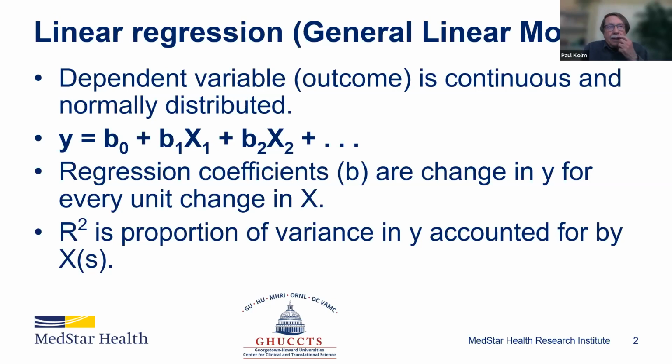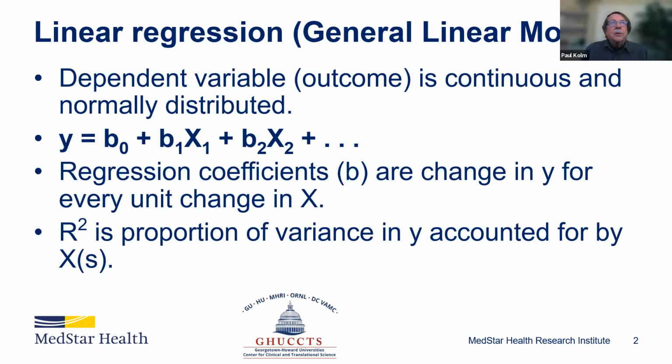And in linear regression, not the only one, but one of the really important statistics to calculate as far as how good your model is, is the R-squared value, which is the proportion of variance in your outcome accounted for by the independent variable or variables as the case may be.